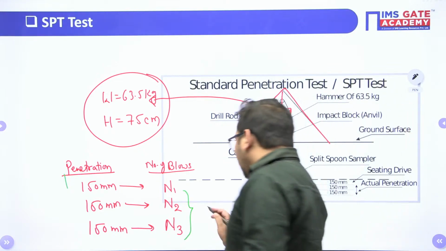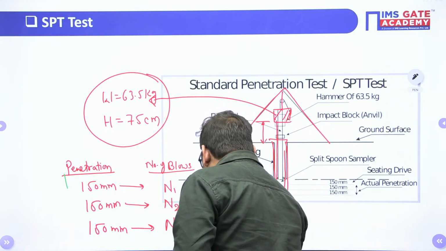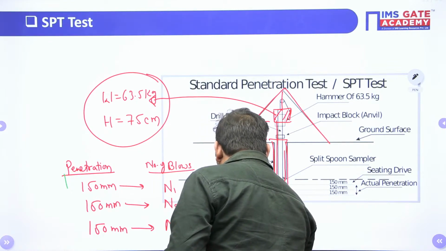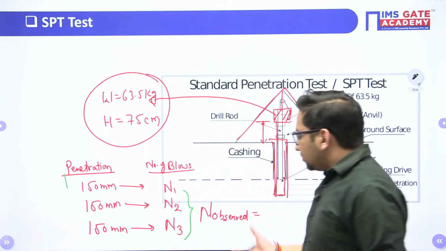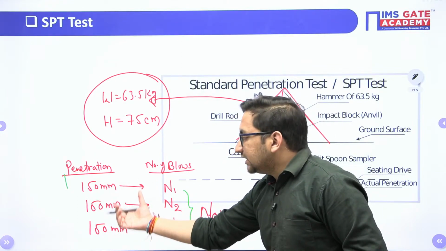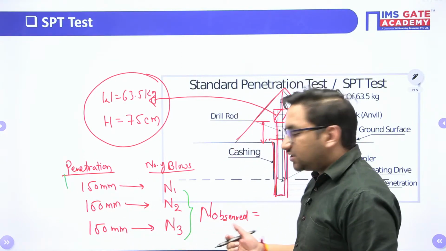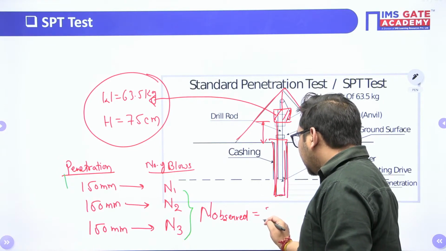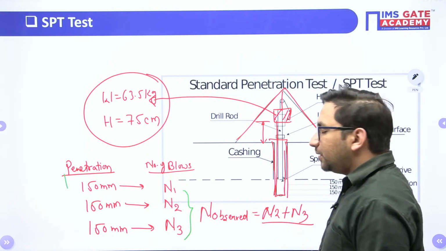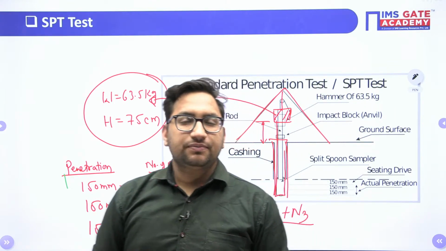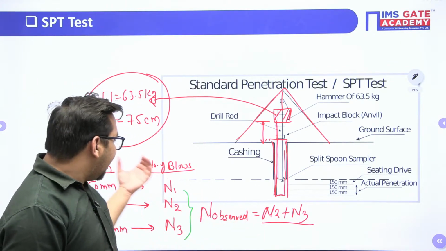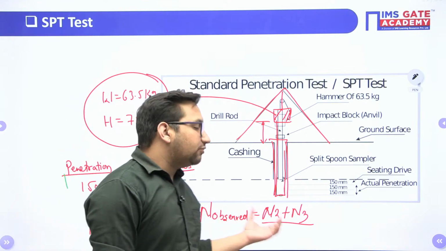It means your N value, now we call it an observed value. This is the N value you have observed, right? So this N value is taken as the number of blows required for the last 300 mm of penetration, that is N2 plus N3. I hope this is clear, right? Now we are calling it the observed N value. It means there will be error in this particular test.